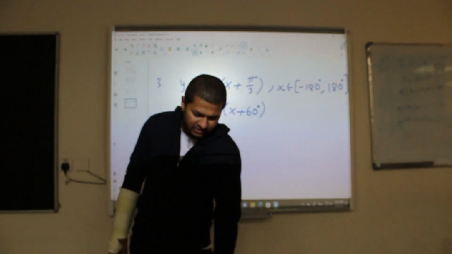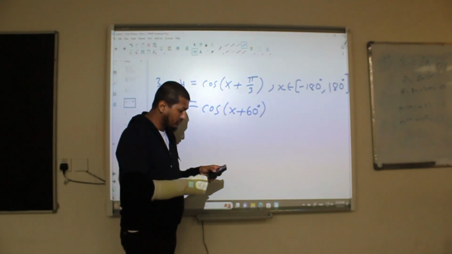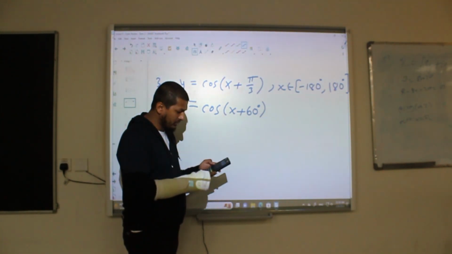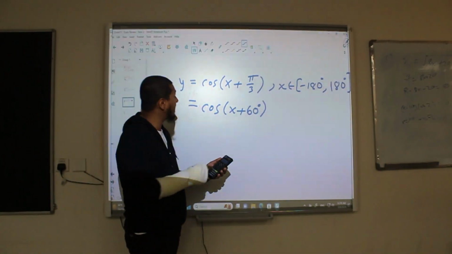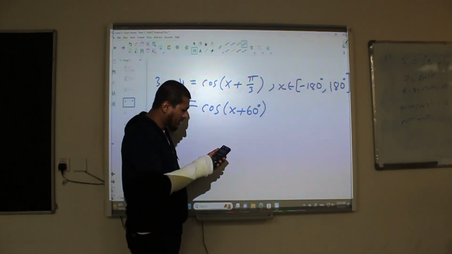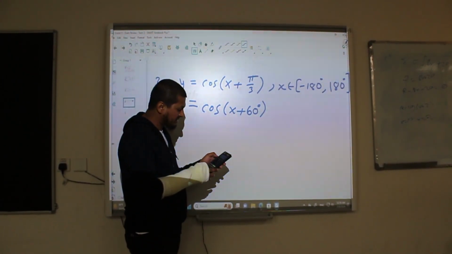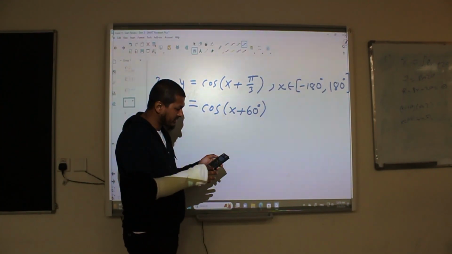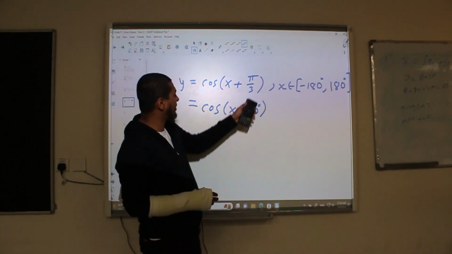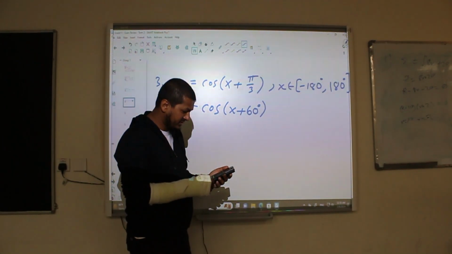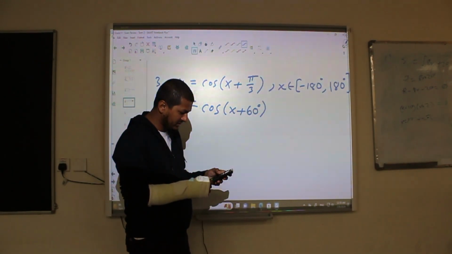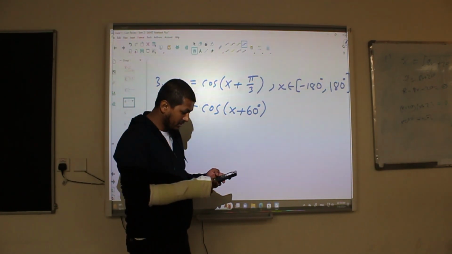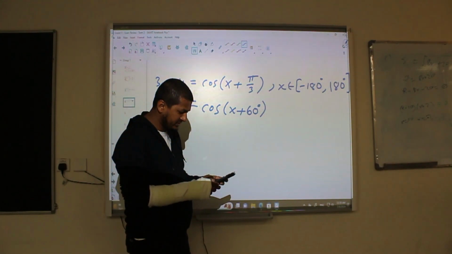Of course, you can do this on the calculator using the mode. You press mode, then press 7, the table method, and type this function as is: cos of x plus 60 degrees, close the bracket. Make sure your calculator is on degree mode because we are working with degrees. Starting at negative 180, ending at 180 degrees.